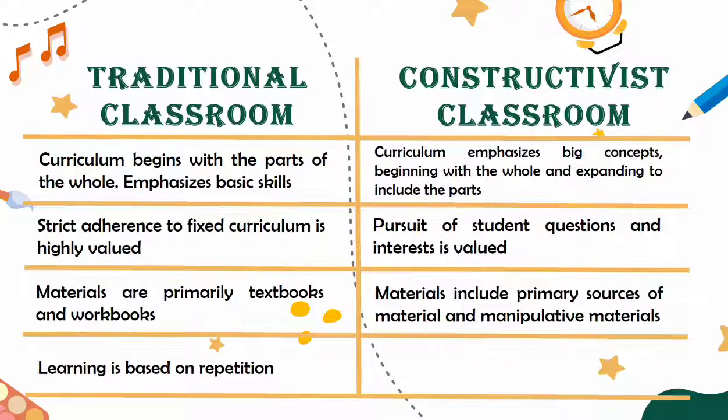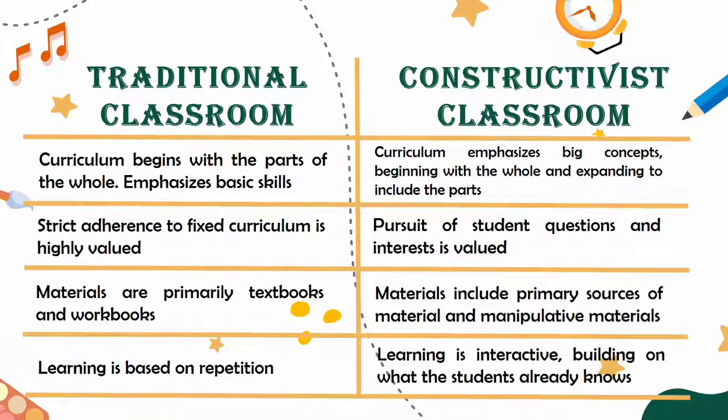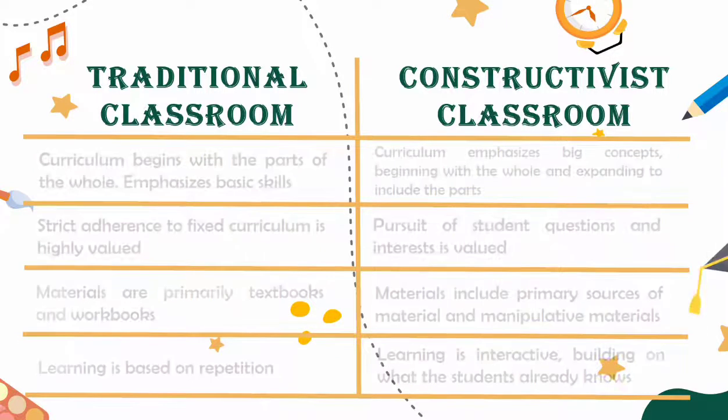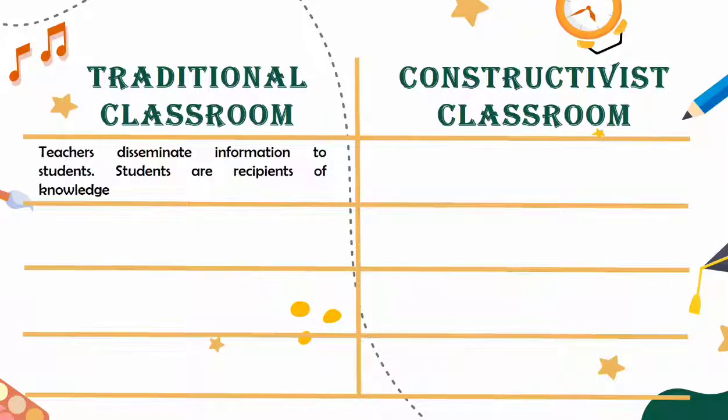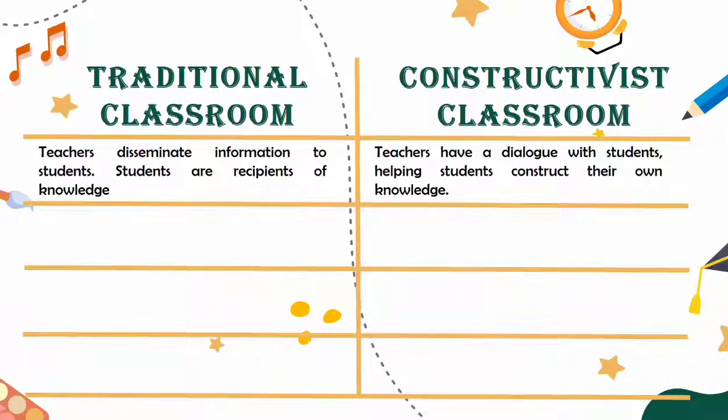Next, materials are primarily textbooks and workbooks, while in constructivist classrooms, materials include primary sources and manipulative materials. In a traditional classroom, learning is based on repetition, while on the other side, learning is interactive, building on what the student already knows. Next, teachers disseminate information to students, and students are recipients of knowledge, while in constructivist classrooms, teachers have a dialogue with students, helping students construct their own knowledge.